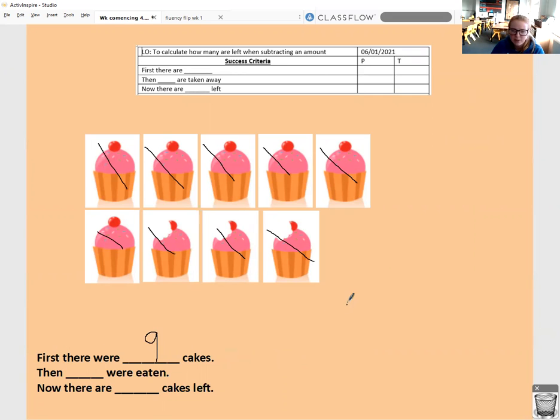Then, how many were eaten? How many of these cakes were eaten? Well, which ones of these look like they've been eaten? That one, 1, 2, 3. 3 cakes were eaten.